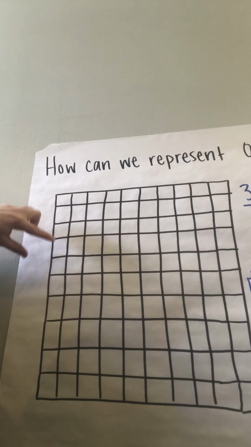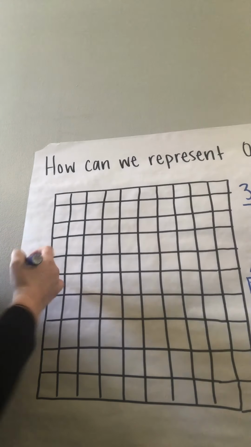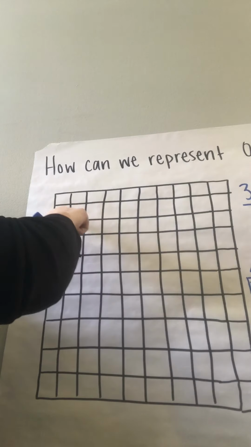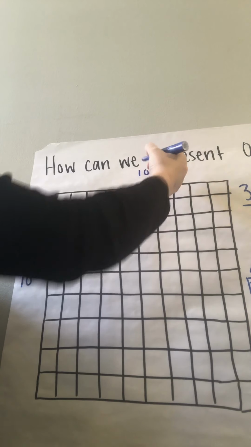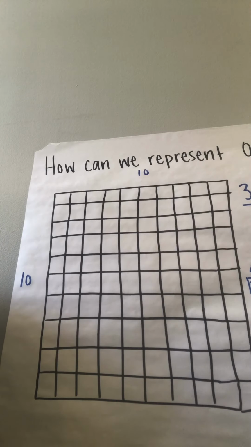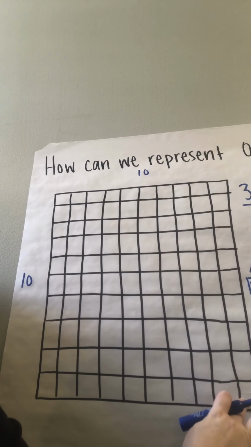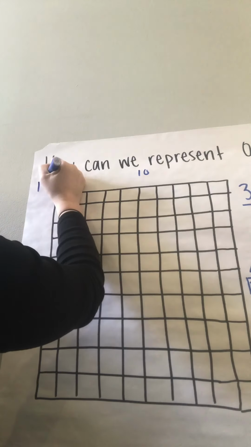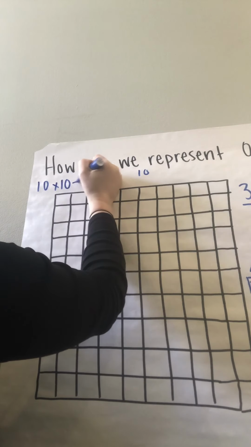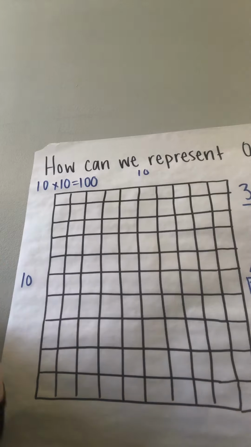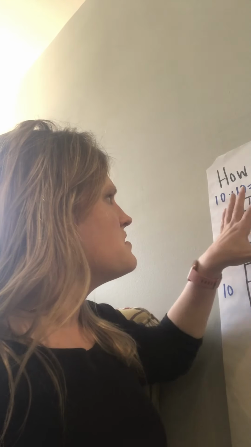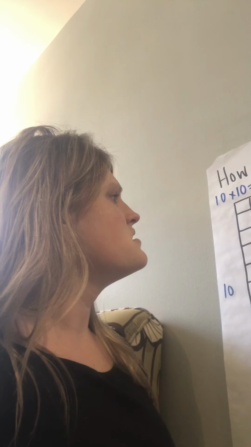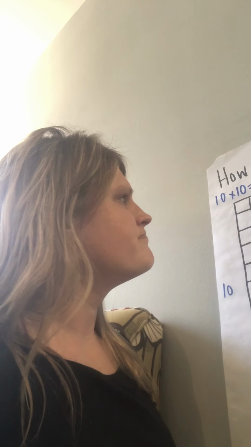Let's see. 1, 2, 3, 4, 5, 6, 7, 8, 9, 10. Looks like a square. I'm thinking there's 10. 1, 2, 3, 4, 5, 6, 7, 8, 9, 10. So it makes me think that there are 100 total pieces, because I know 10 times 10 equals 100. I'm already starting to think, how could I show 3/10 is equal to something on this model? I don't really know.